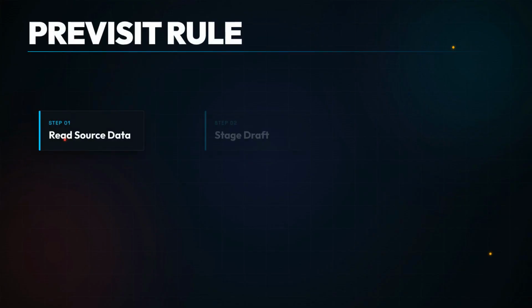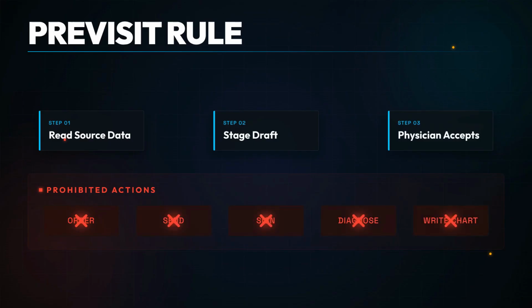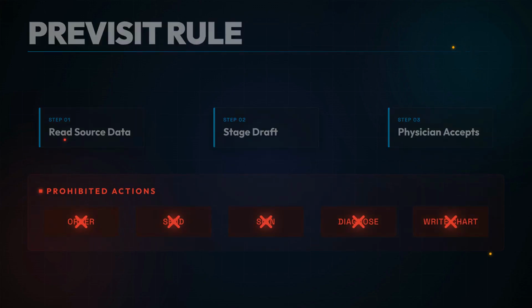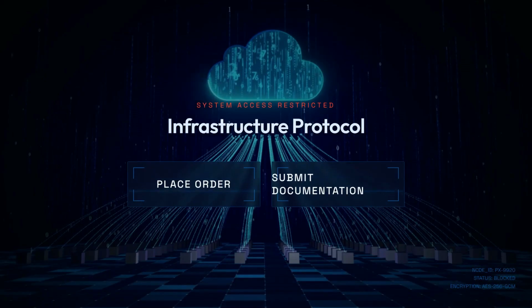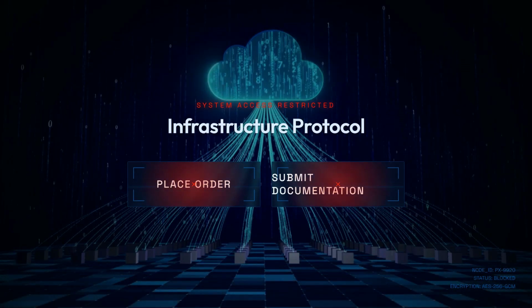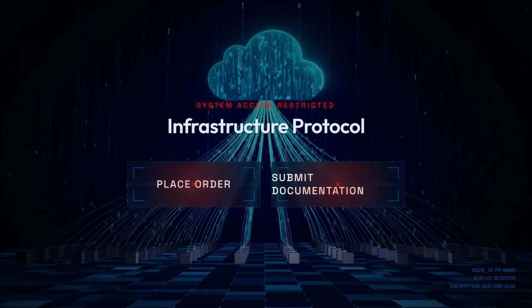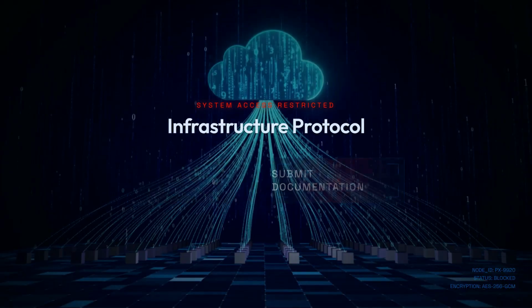For previsit synthesis, the rule is simple. Read only first, stage before commitment, and require physician acceptance before any clinical use. The review cannot be a routine click-through. It requires the physician to inspect the evidence and unresolved gaps. The agent may retrieve approved source data and produce a clearly labeled draft. It may not place orders, submit documentation, send messages, alter the chart, or represent a clinical conclusion.